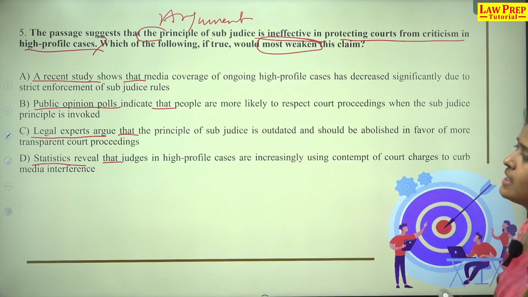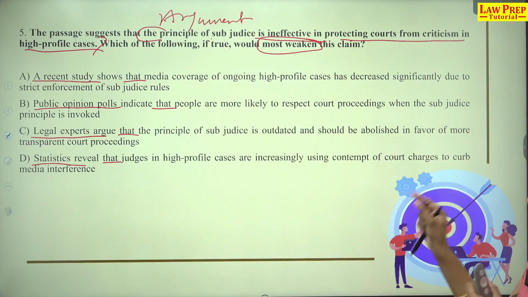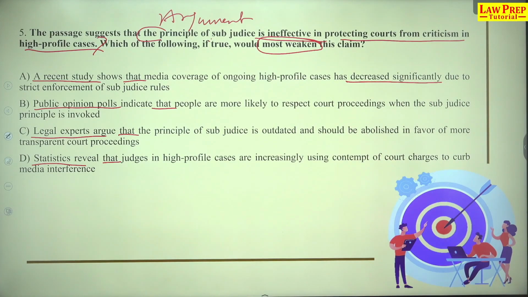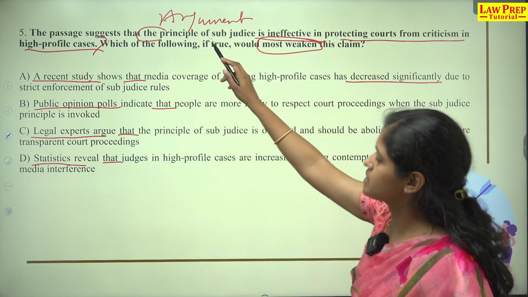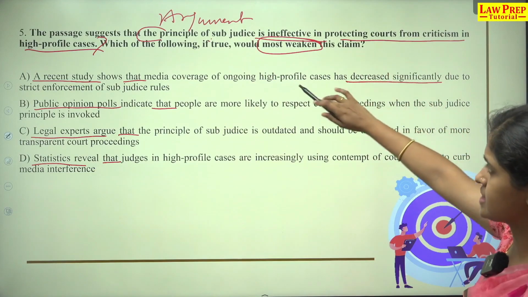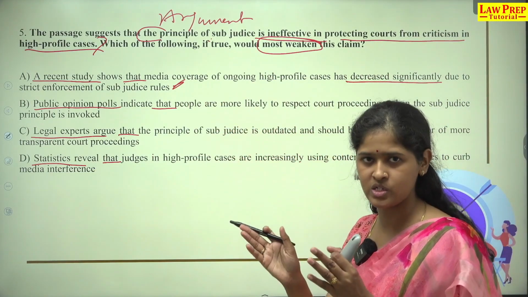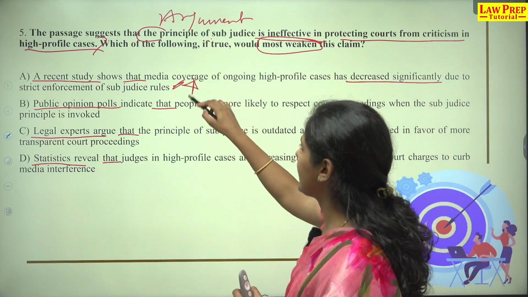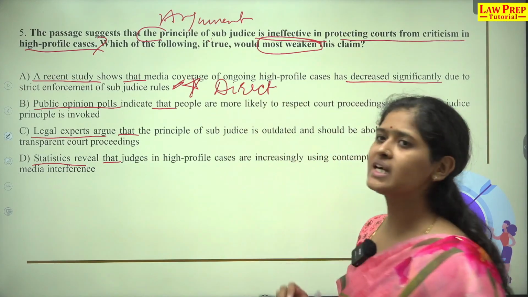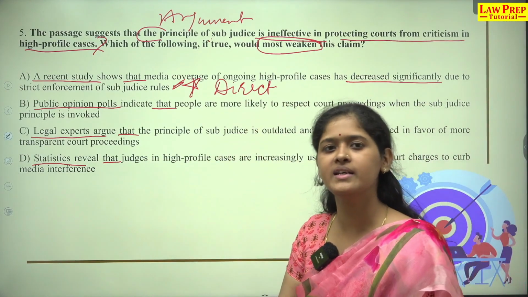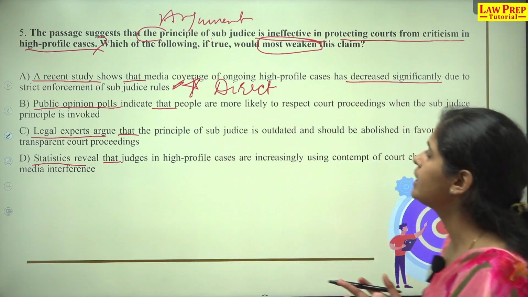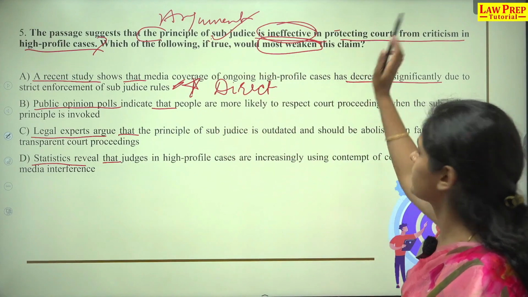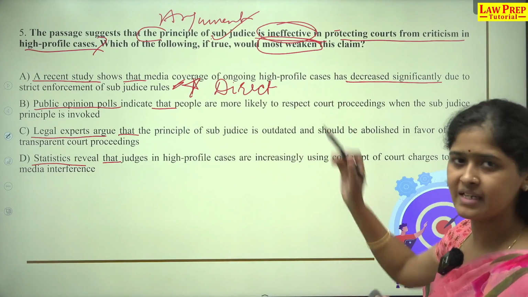Okay, first, a recent study shows that media coverage of ongoing high profile cases has decreased significantly. Okay, we are decreasing the media coverage due to strict enforcement of sub judice rules. Okay, this is saying the principle of sub judice is ineffective in protecting courts from criticism, and this is saying that if we reduce the media coverage of these high profile cases because of strict enforcement of sub judice rules. Okay, this seems like to me a direct answer that if media can't cover the case, the criticism will automatically decrease. Like that's a direct weakening of the claim, right? It's ineffective. The principle of sub judice is ineffective. If I enforce this properly, this protection of courts from criticism is obvious for me. That's directly in option A.